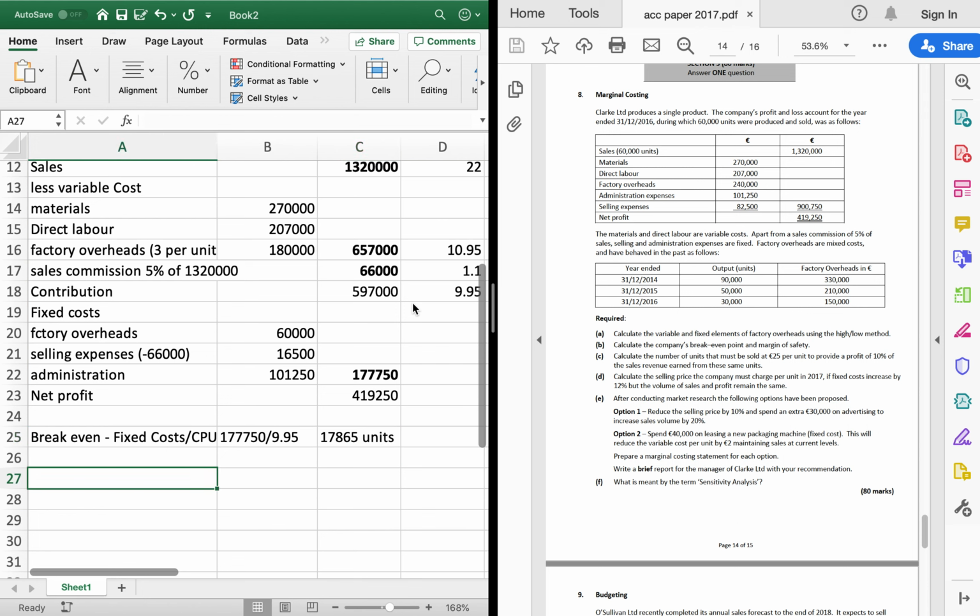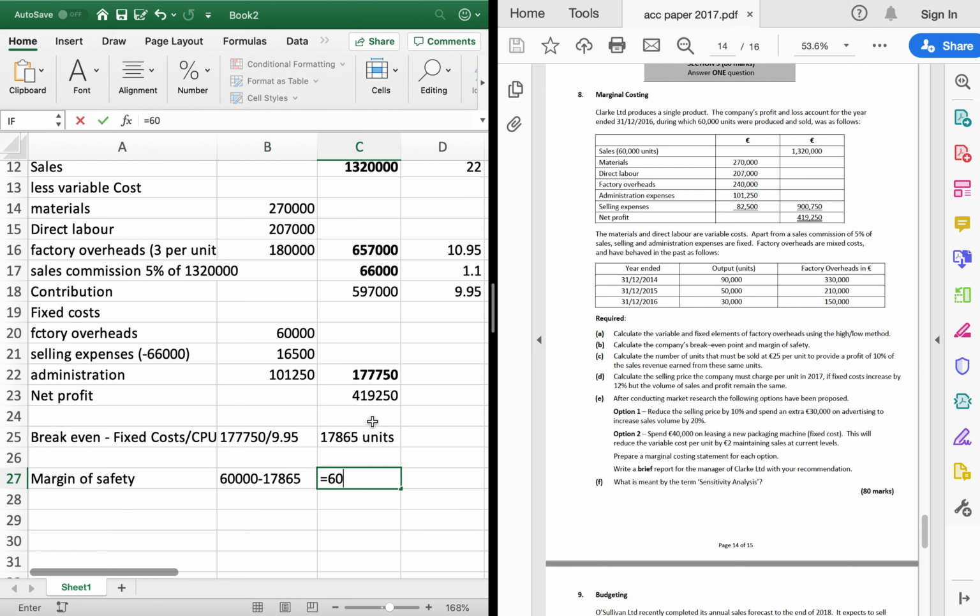Okay, the margin of safety is the difference between the amount you're selling, 60,000, and the amount you need to sell to break even. So 60,000 minus 17,865. Which is 42,135. Okay, so that's part B done. Part C, all of these are little marginal costing questions from here on in.